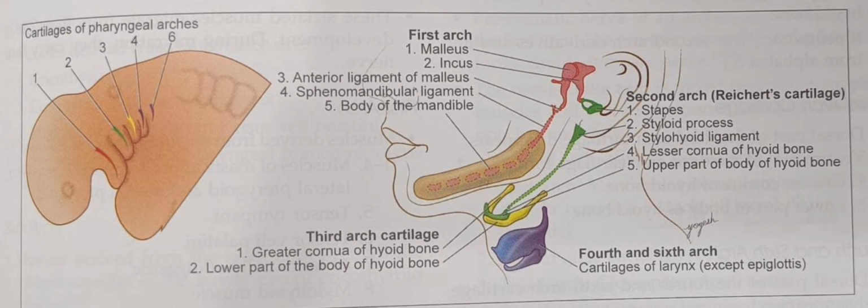Nerves: chorda tympani and mandibular, first arch; facial nerve, second arch; glossopharyngeal nerve, third arch; superior laryngeal nerve, fourth arch; recurrent laryngeal nerve, sixth arch. Muscles of mastication, first arch. Muscles of facial expression, second arch. Stylopharyngeus, third arch. Muscles of pharynx, fourth arch. Muscles of larynx, sixth arch.